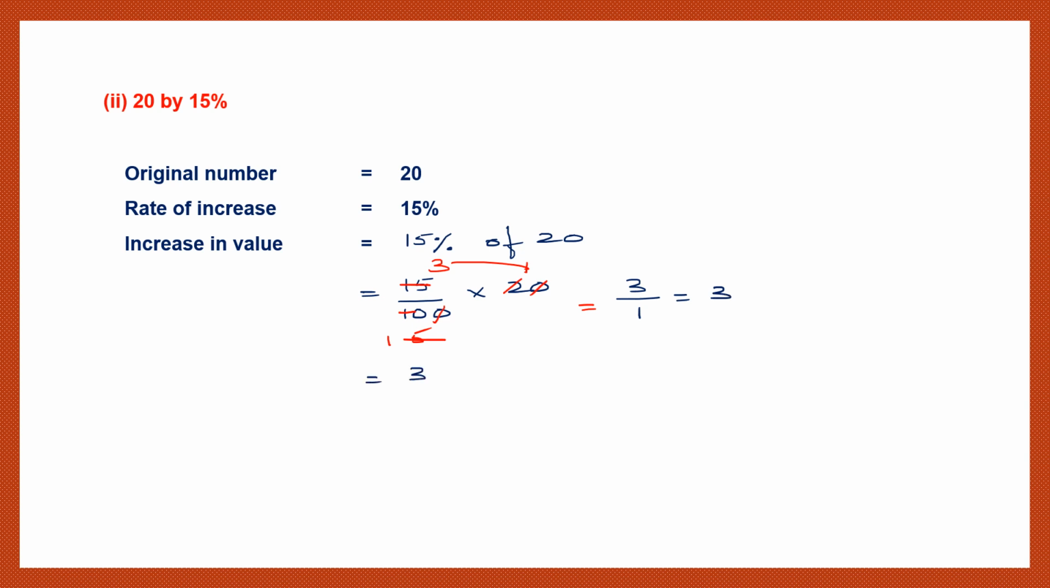So the increase in value is 3. All I have to do now is add this increase in value to the original number. So the increased number will be 20, which is the original number, plus 3, which is 23. So that is the answer. Whenever you have to increase a number by a percent, all you have to do is find 15% of that number, or whatever the question is, and add that to the original number. So that is 20 plus 3, 23.